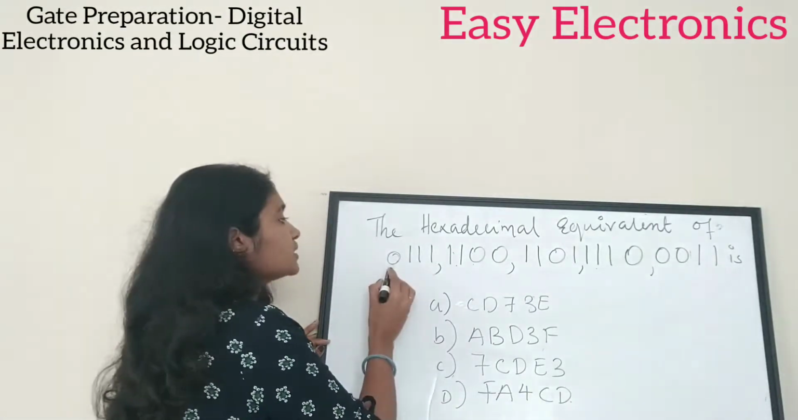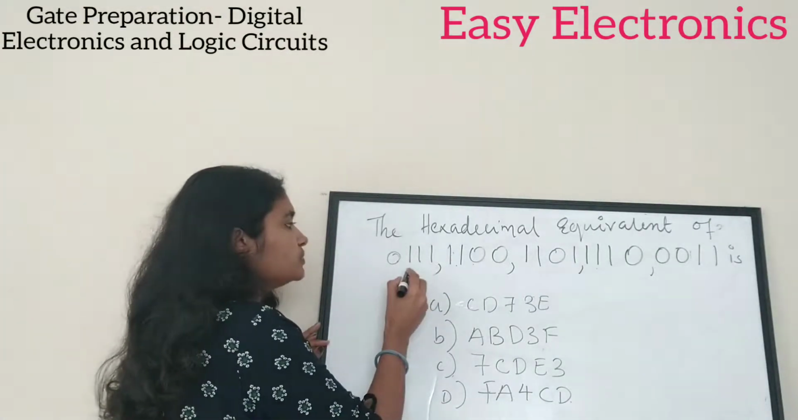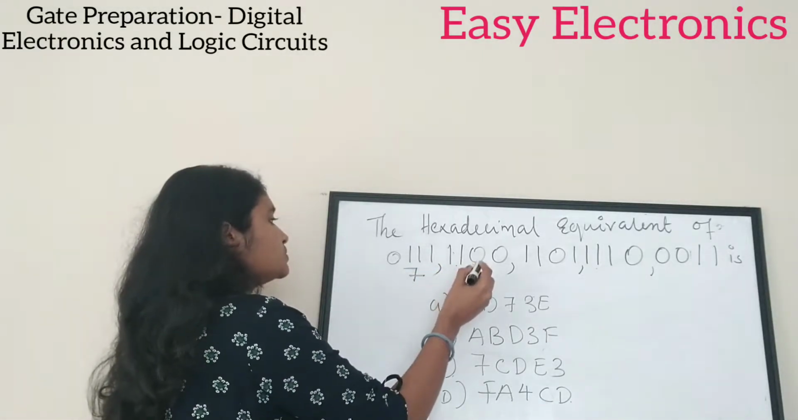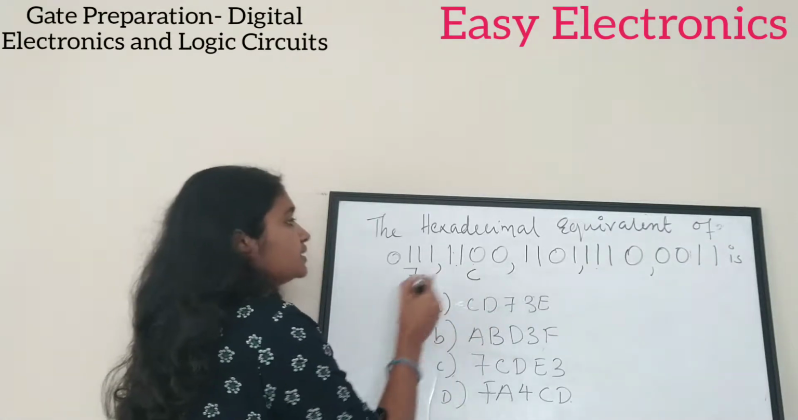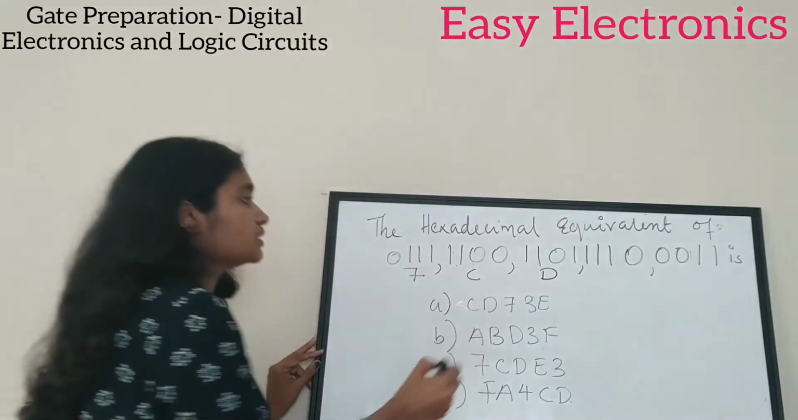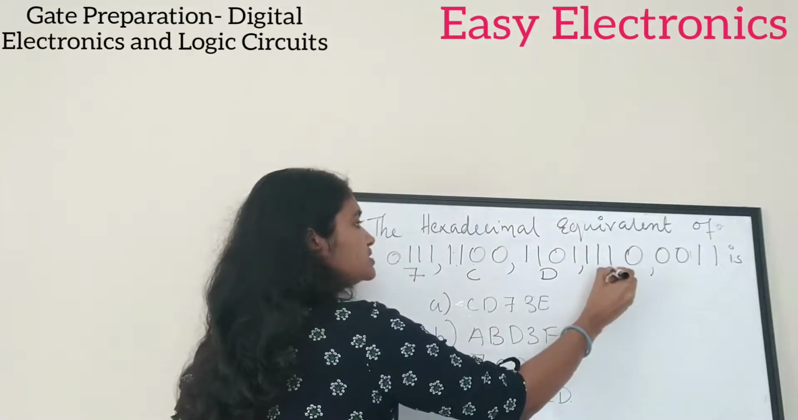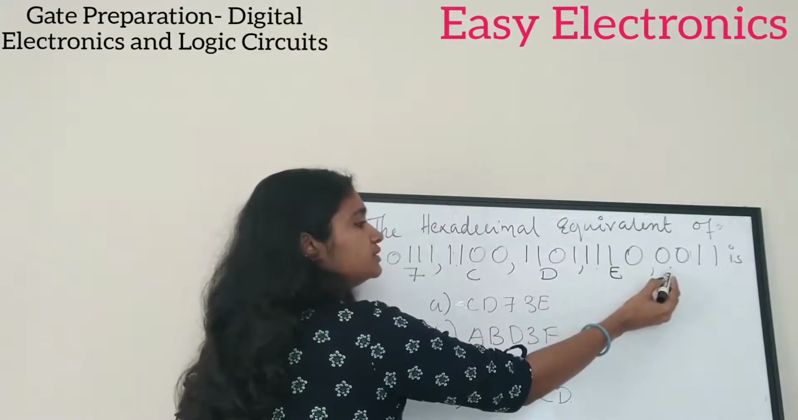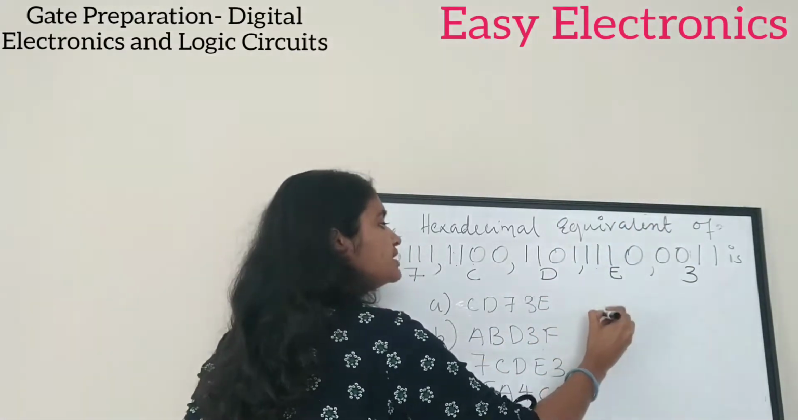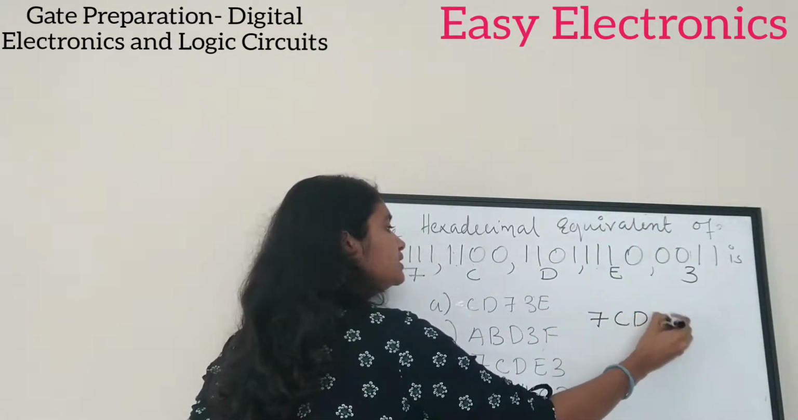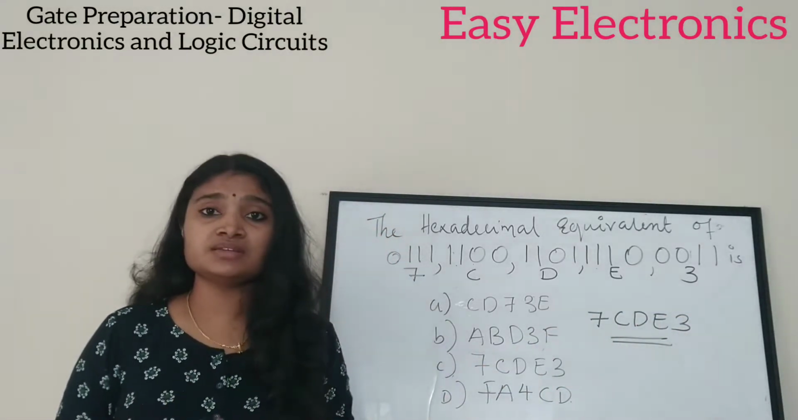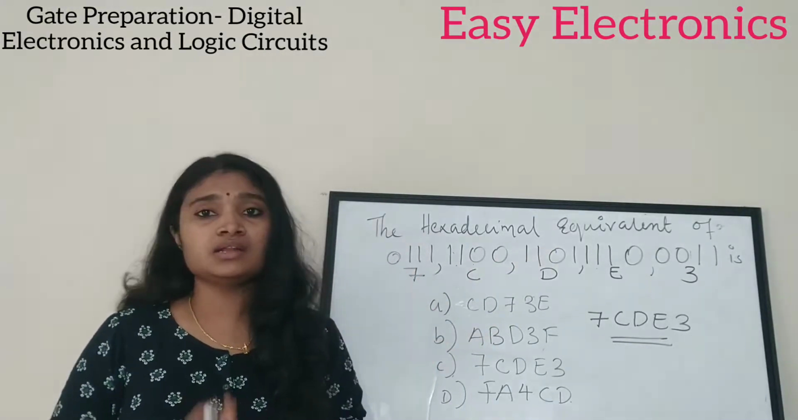So let's do it. First number is 0, 1, 1, 1, which is equivalent to 7. Then 1, 1, 0, 0 is equivalent to C. 1, 1, 0, 1 is D. 1, 1, 1, 0 is E. Then 0, 0, 1, 1 is 3. So your result is 7 C D E 3. So this is the hexadecimal representation of your given binary number.